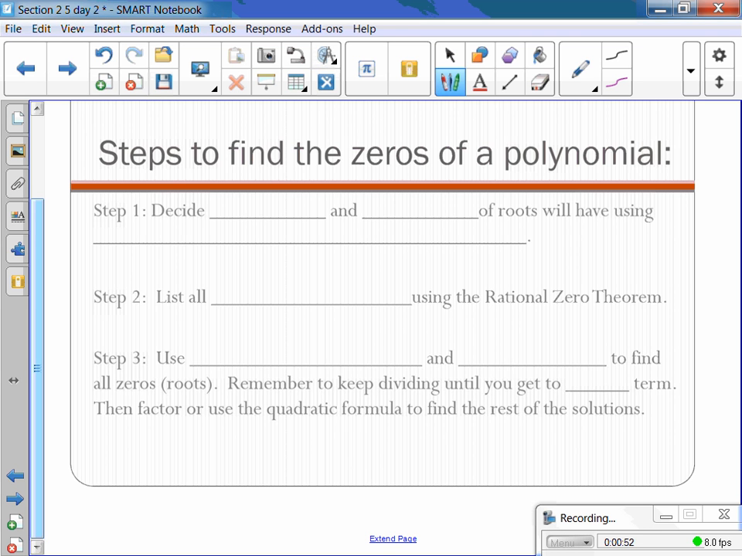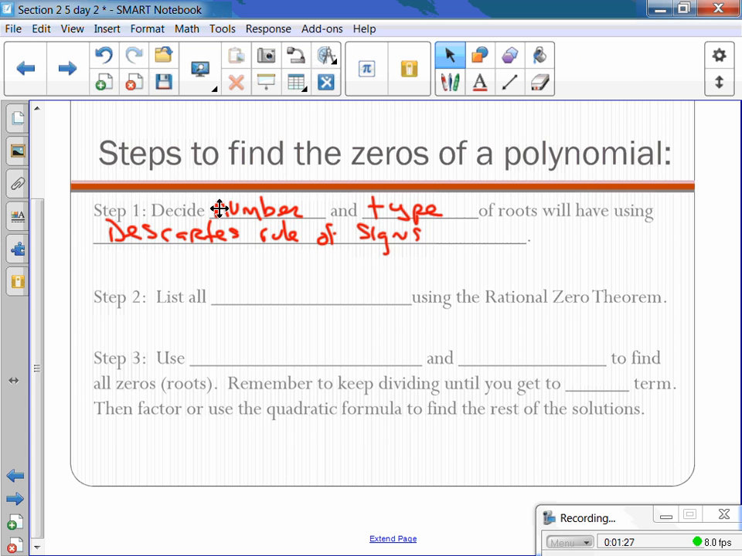However, tomorrow we're giving you some extra material talking about complex numbers more. So first things first, we're going to decide the number and the type of the roots. How did we do that yesterday? Like the number of positive and negative real zeros. Absolutely. So using Descartes' rule of signs, as Chris said, just counting the variations of signs, the sign changes. That's what we did yesterday.